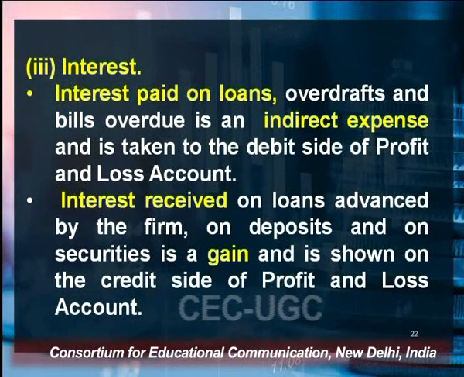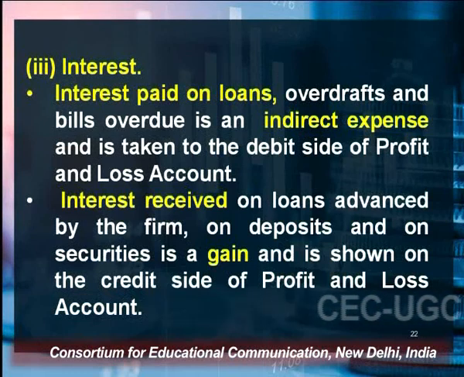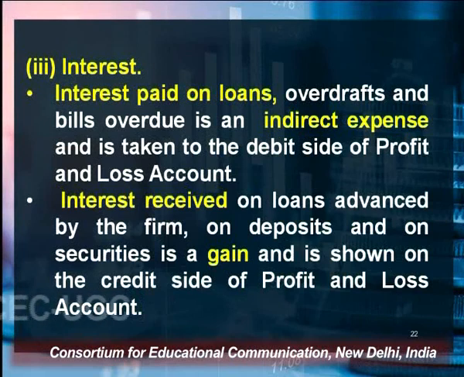in that case it should be shown on the debit side of the profit and loss account. The next item is interest. If interest is paid on loans, overdraft and bills overdue, it is an indirect expense and it is to be taken on the debit side of the profit and loss account.